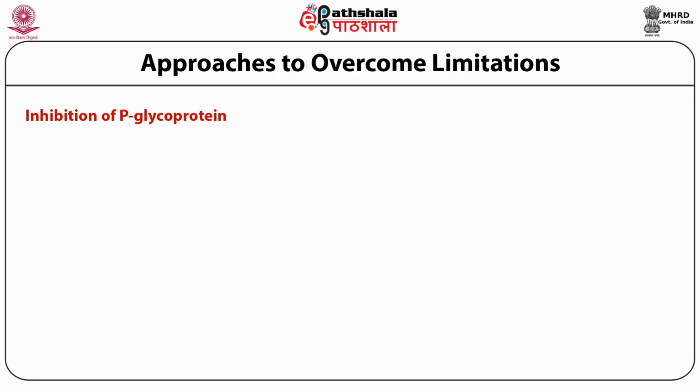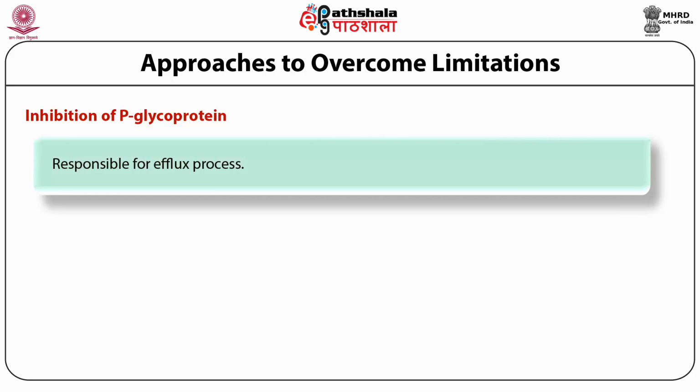P-glycoproteins are present in the intestinal cells and they are efflux proteins, which means that if some of these molecules find their way into the cells by passive diffusion, the P-glycoproteins will efflux them back outside into the lumen. Therefore, if we are able to inhibit the P-glycoproteins, we are enhancing the absorption of these bioactives.